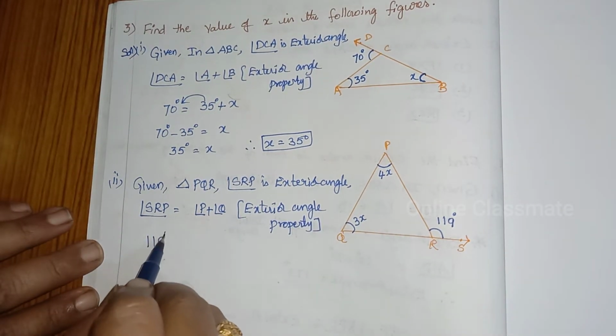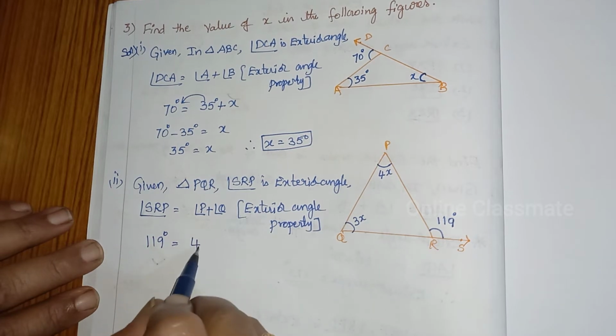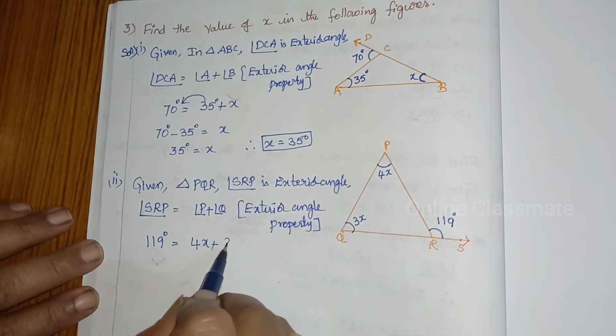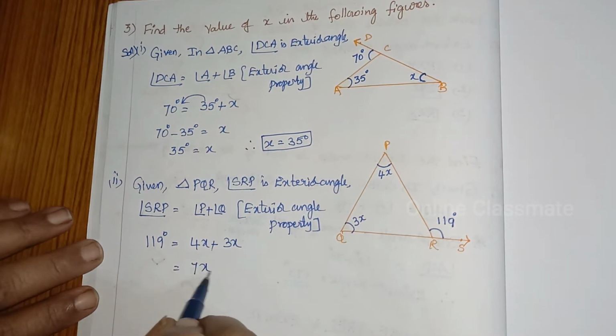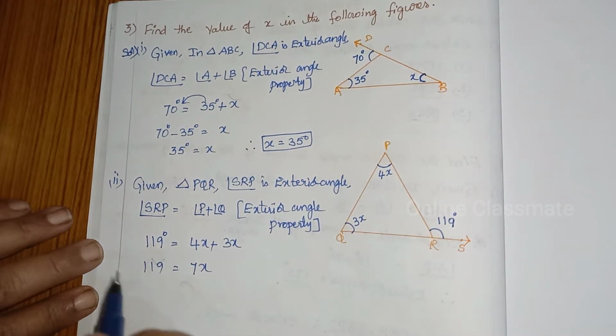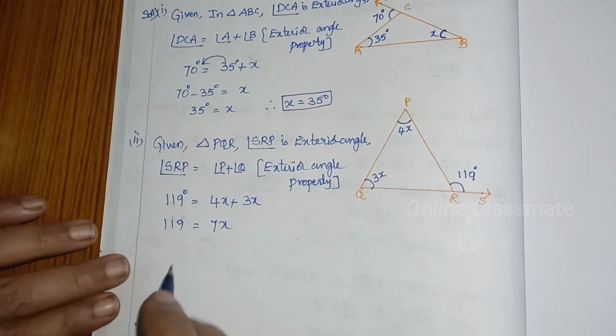Now, what is the SRP value? 119 degrees is equal to P, 4x, plus Q, 3x. We can add both: 4x plus 3x, 7x is equal to 119. We want the x value. We can interchange the sides.